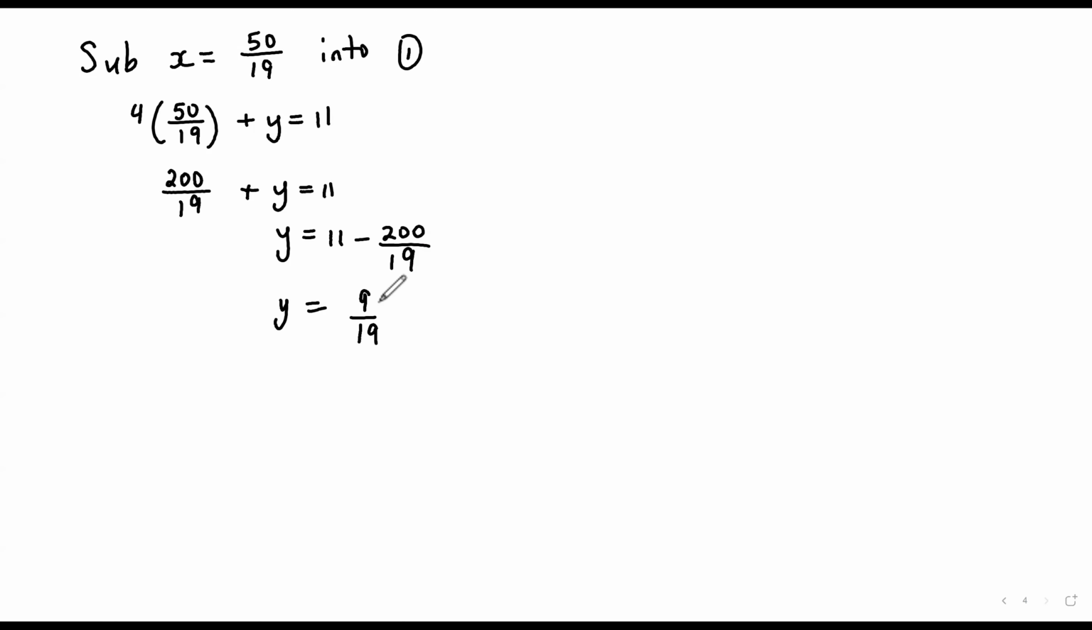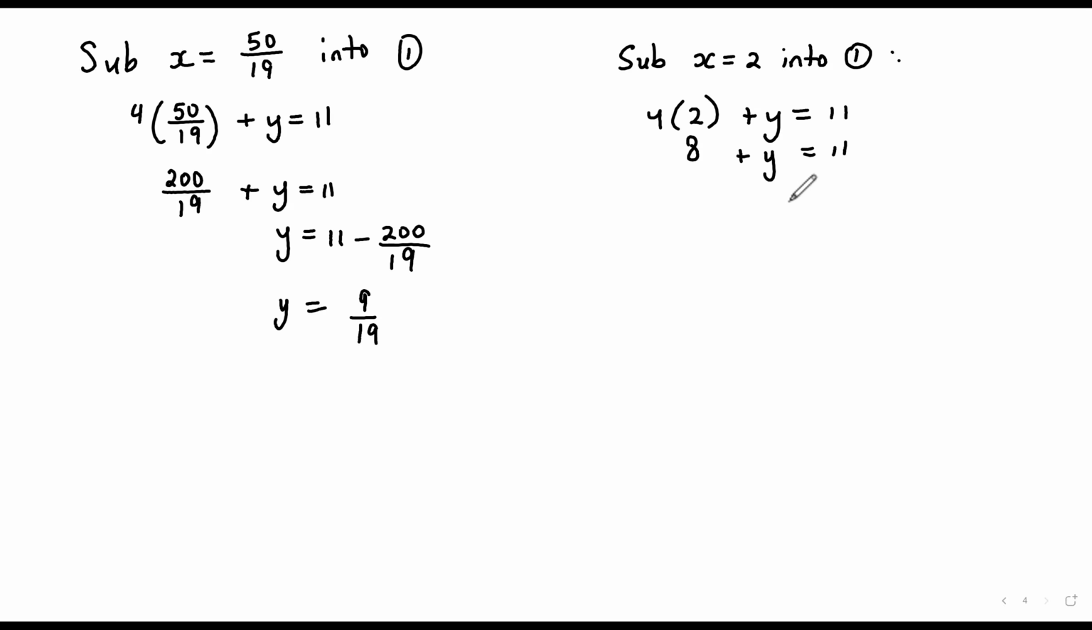And then the other one was when x is 2. So substitute x is equal to 2 into that same equation 1. So that would be 4 times 2 plus y is equal to 11. So 8 plus y is equal to 11. Therefore, y is equal to 11 take away 8, which means y is equal to 3.